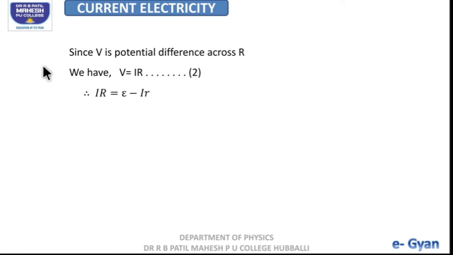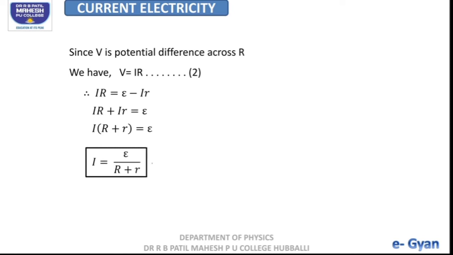Taking this quantity to other side, on left hand side, we get I into R plus I into small r is equal to E. On left hand side, I is common, hence I can write the above equation as I into R plus small r is equal to E. And finally, I express this equation in terms of current, that is I is equal to E divided by R plus small r. This is the expression for main current in a simple electric circuit.